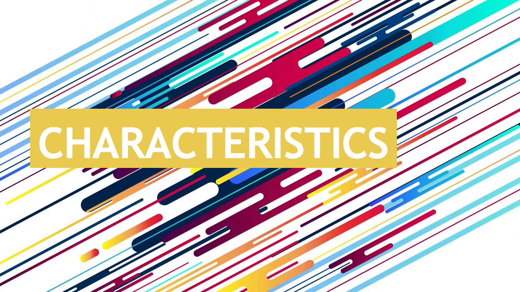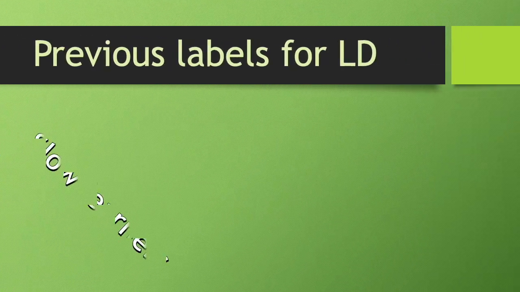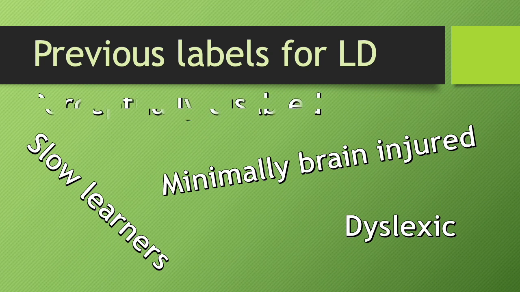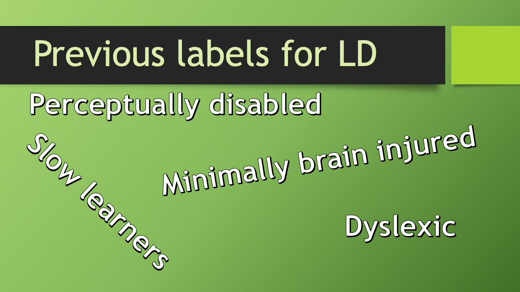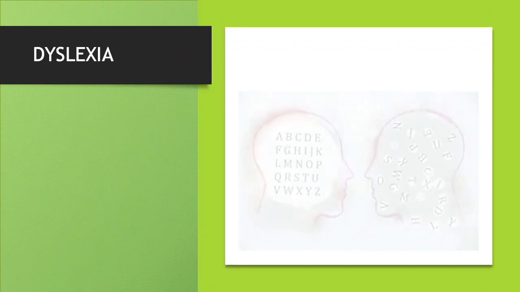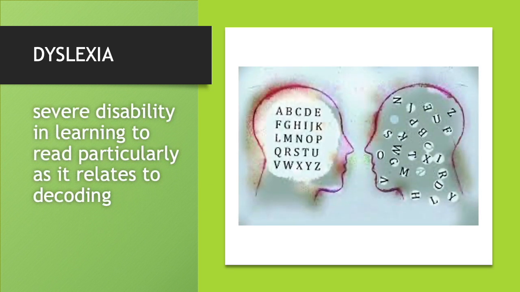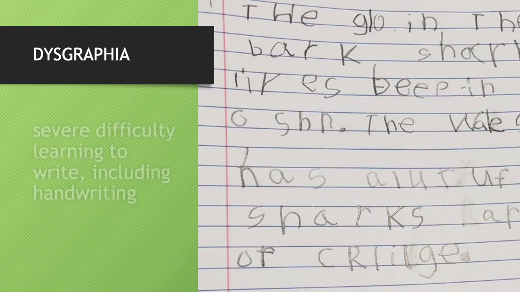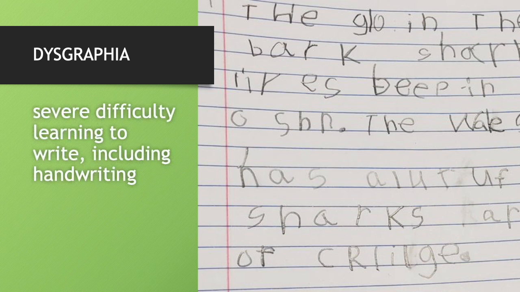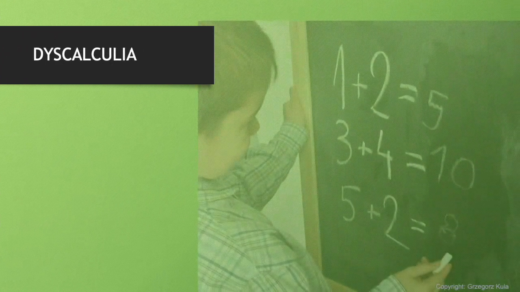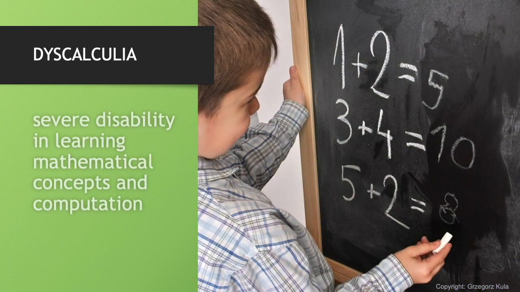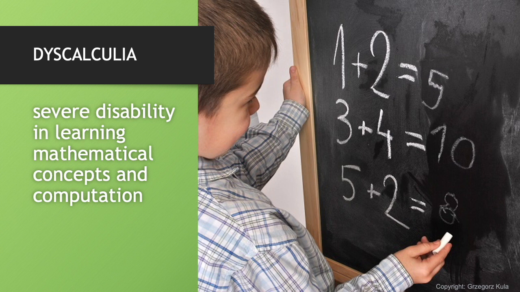So let's look at some of the characteristics. Previous labels for learning disabilities included slow learners, minimally brain injured, perceptually disabled, and dyslexic. Dyslexia is a severe disability in learning to read, particularly as it relates to decoding. Dysgraphia is a severe difficulty learning to write, including handwriting. Dyscalculia is a severe disability in learning mathematical concepts and computation.